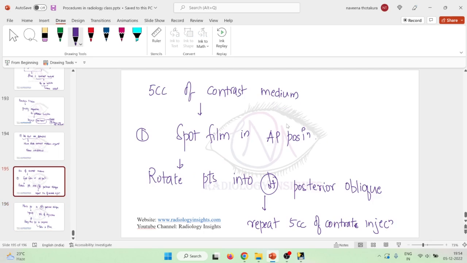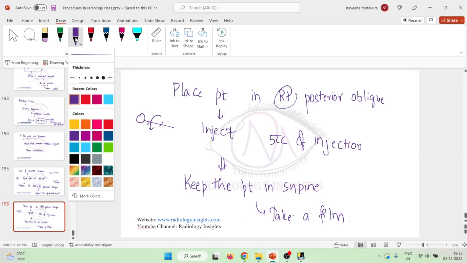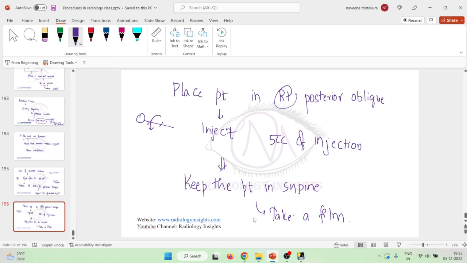So the thing is, first the patient is in supine position and you have given the contrast. Next, rotate the patient to left posterior oblique like this. If this is the liver, you have rotated the patient and then injected 5 cc of contrast. Then again rotate the patient to the right posterior oblique like this, and inject 5 cc again. Then keep the patient in supine position and take the film. This is how you take the film. This is the second film.